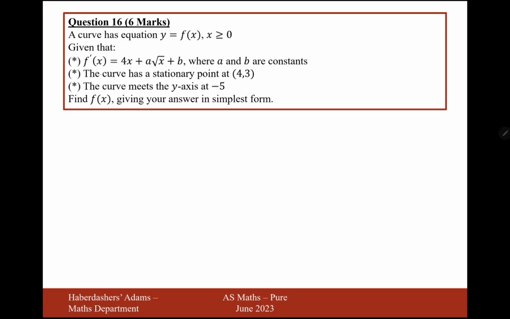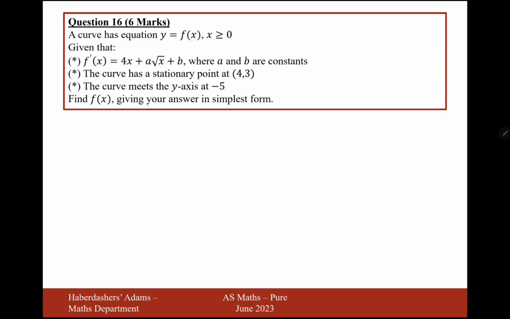Here we're looking at question 16. A curve has equation y equals f of x where x is greater than or equal to 0. Given that the differential is 4x plus a root x plus b, where a and b are constants, the curve has a stationary point at (4, 3) and the curve meets the y-axis at -5. Find f of x, giving your answer in simplest form.